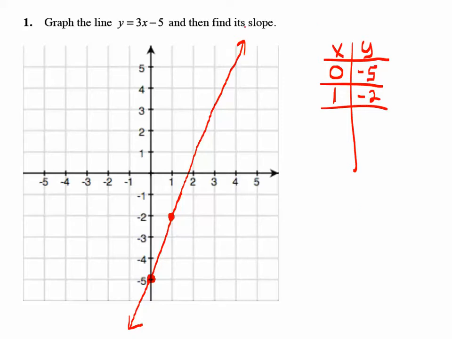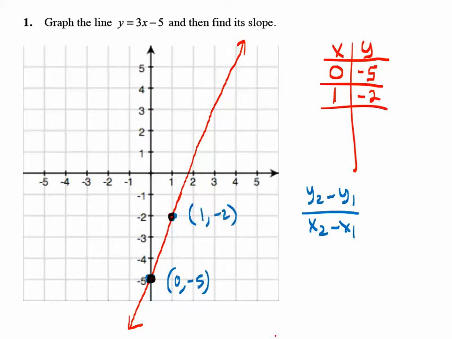Okay, then we want to go the other way here. Can we find the slope of this line now? Well, we're going to use this little formula right here. And the question is, do we already have 2 points to work with? Absolutely. So let's plug that in. It really doesn't matter which one's going to be your first point, which one's going to be your second point, but let's decide on them. So 0, -5 is the first point, 1, -2 is the second point.